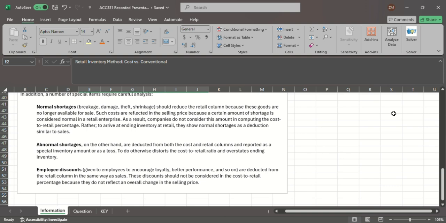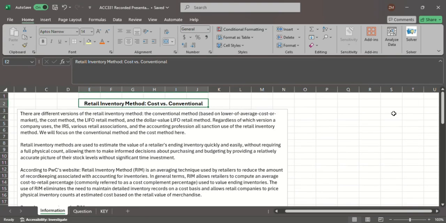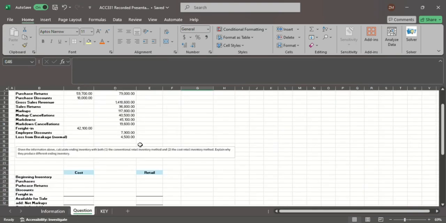Employee discounts, given to employees to encourage loyalty, better performance, and so on, are deducted from the retail column in the same way as sales. These discounts should not be considered in the cost to retail percentage because they do not reflect an overall change in the selling price. So now that we know this information, we can go and start our question.